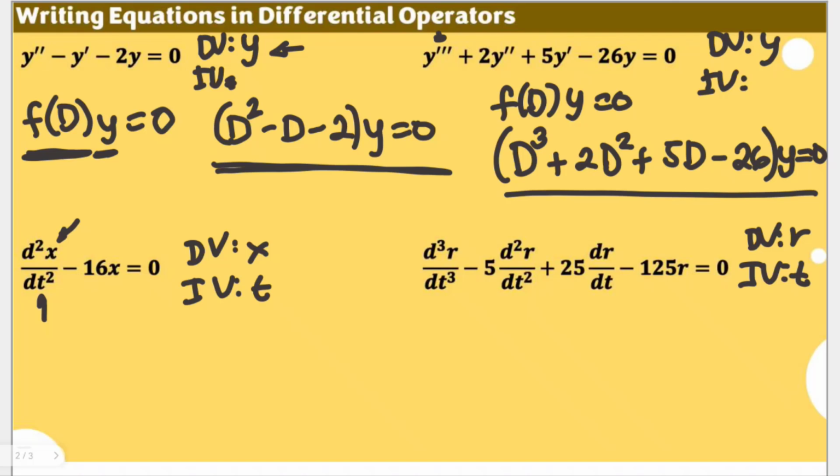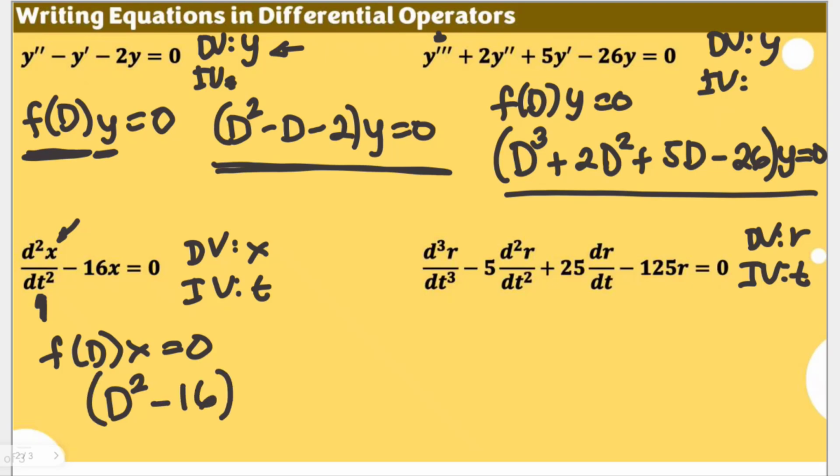For our third equation, take note that our dependent variable is x. But don't forget that, of course, there is still a second order derivative. So you will have f of D, x equal to 0, so you will have D squared minus 16, and then you multiply it with your x and equate it to 0. This is your equation using a differential operator.